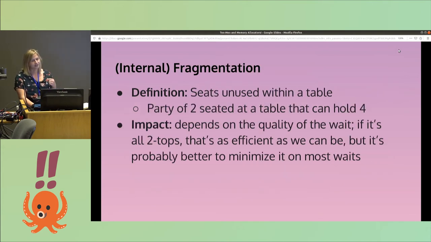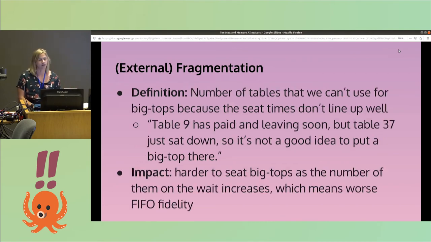Internal fragmentation, the seats used within a single table. So a party of two seated at a table of four is wasting two seats. And this is not necessarily a bad thing if we only have parties of two. That's probably the most efficient way to use it, but it's usually better to minimize this, like maybe hold this table for a party of four that's a little further down and seat this party of two at one that's about to get up or something like that.